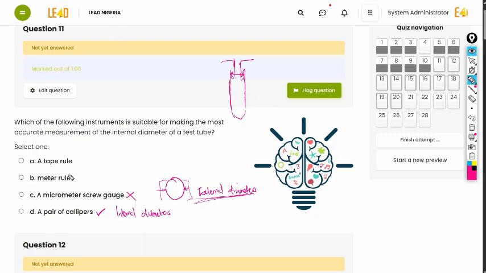Okay, so your meter rule, that's like your regular ruler, right? It can, but with less accuracy. And same thing with the tape rule too. I don't know how you'd want to stretch a tape rule out to measure what's going on inside of a test tube. But the correct option is option D, a pair of calipers.